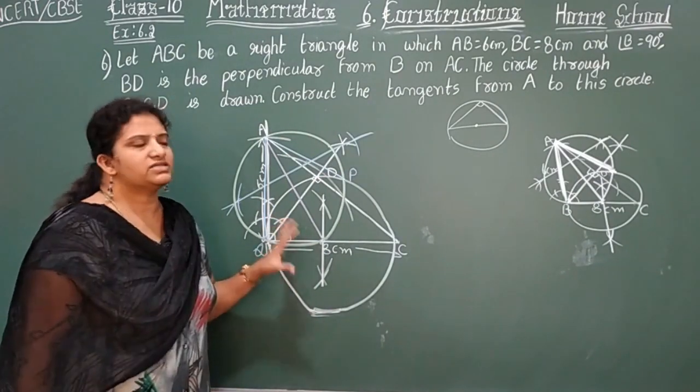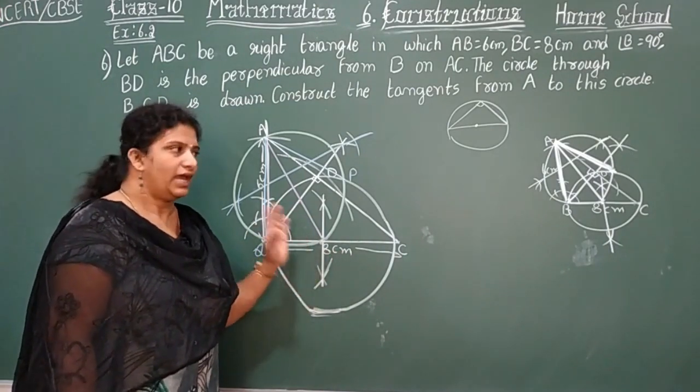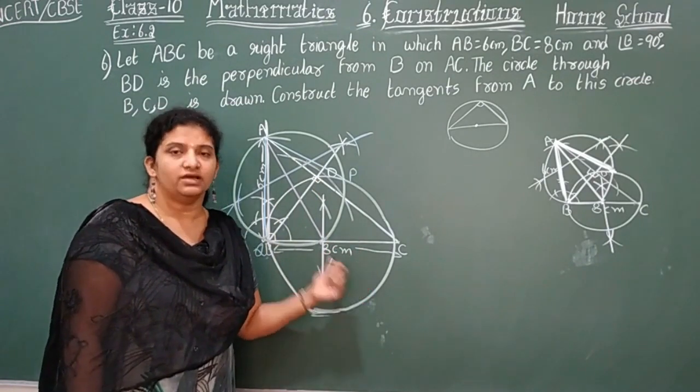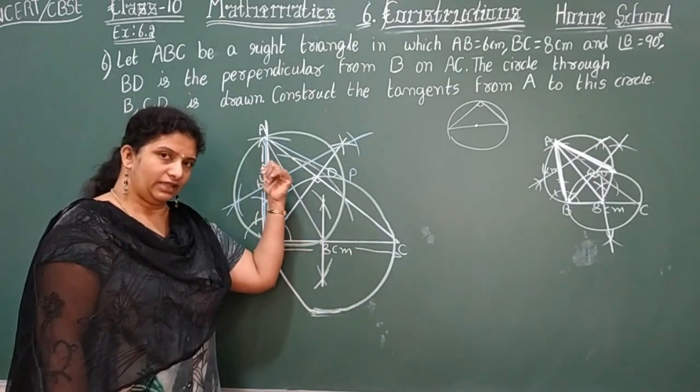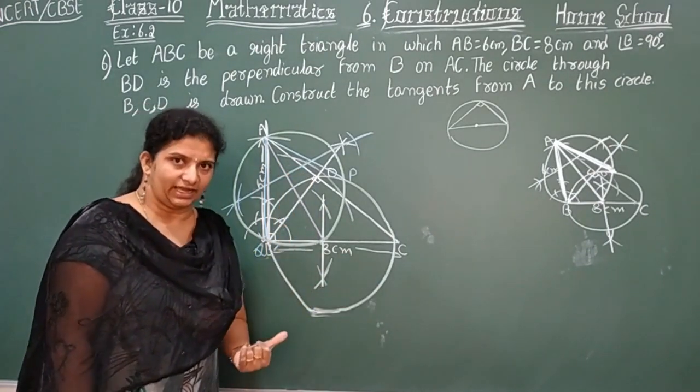So see your children, all will be overlap, but try to do stepwise. Again I repeat for you. Draw base 8 centimeters, 90 degrees, cut the arc 6 centimeters, join, form a right triangle.